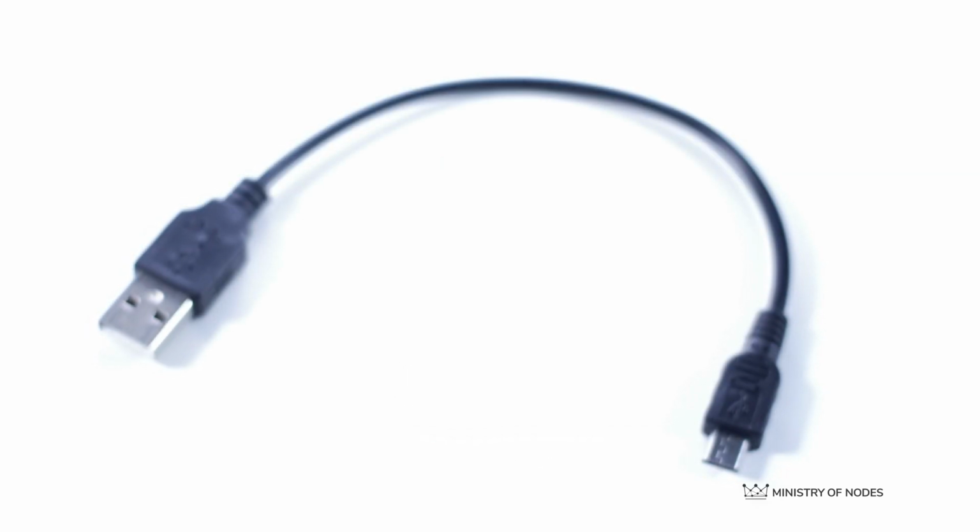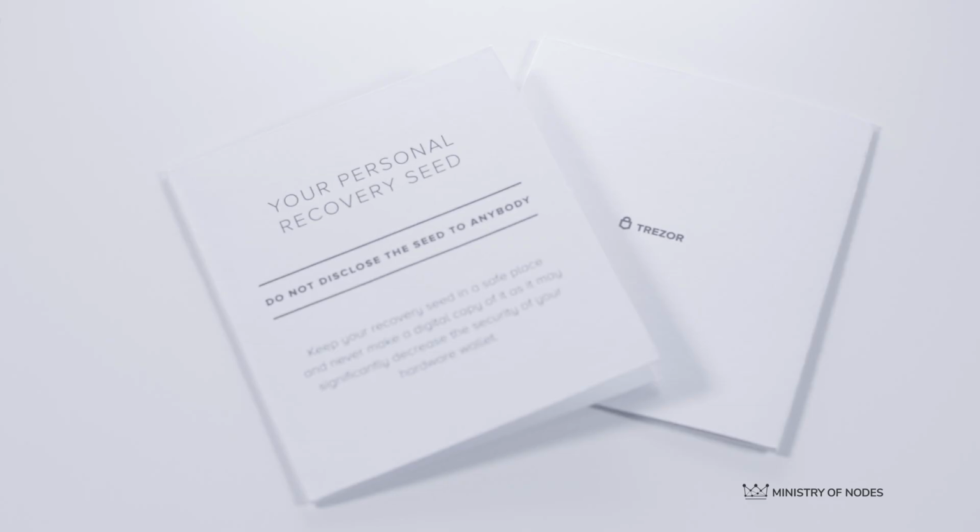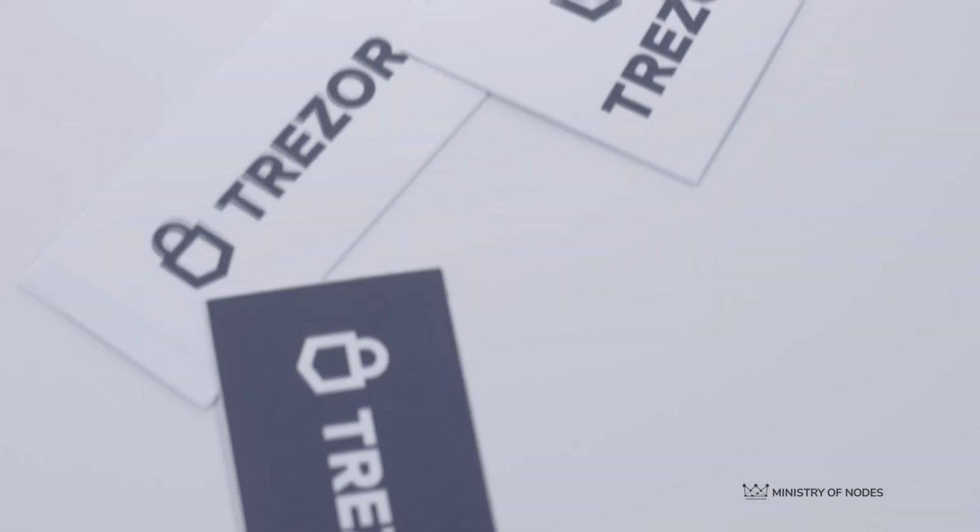It's almost impossible to open this device without tearing the packaging to shreds. That's a feature, not a bug. So if you're trying to carefully open the box, you're in for a surprise. The box contains the following contents: the Trezor device itself, a micro USB cable, a lanyard, two recovery seed cards, a user manual, and four Trezor stickers.